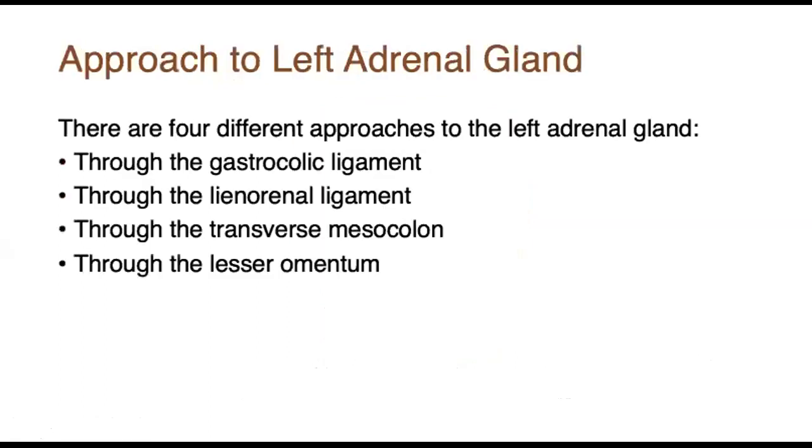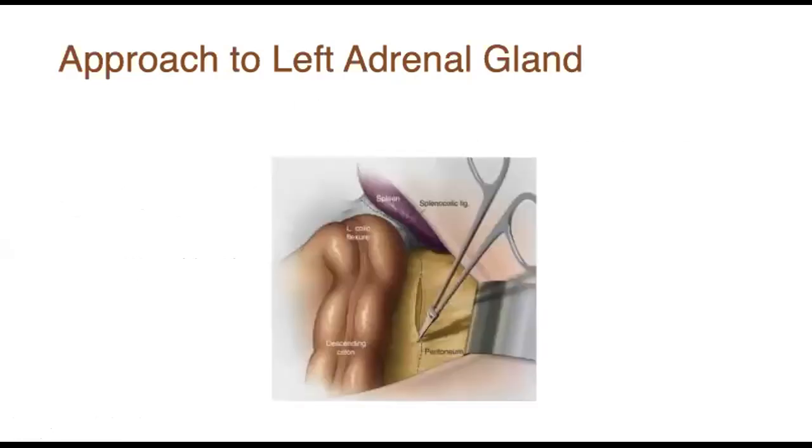So the approaches for the anterior transabdominal approach are these: through the gastrocolic ligament, through the gastrosplenic ligament, through the transverse mesocolon, and the lesser omentum. So basically, these are, as discussed last Wednesday, the openings to the adrenal gland.